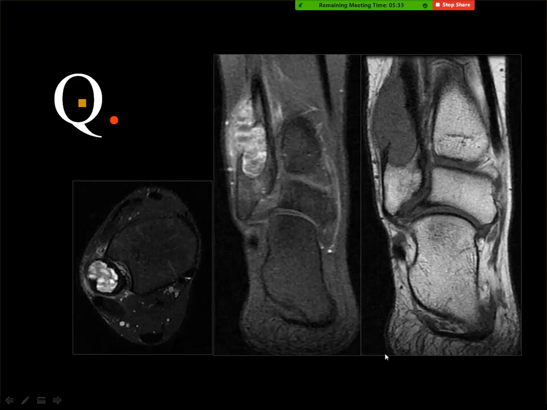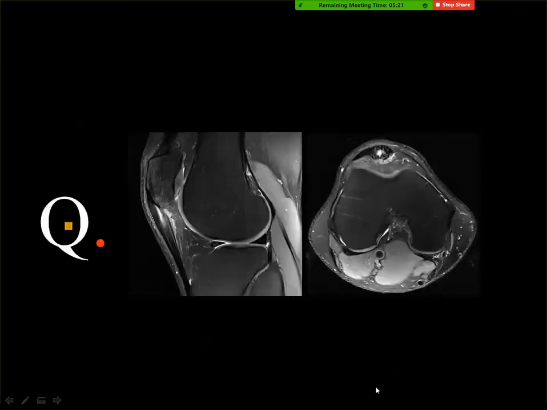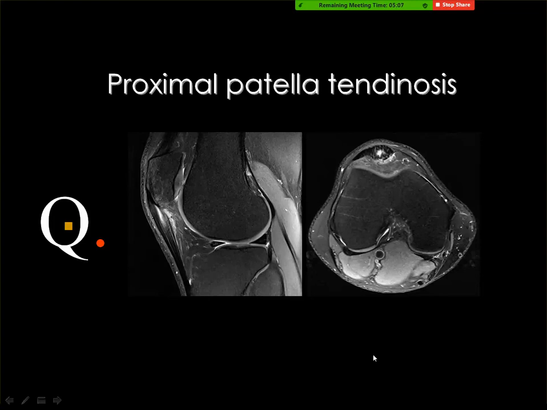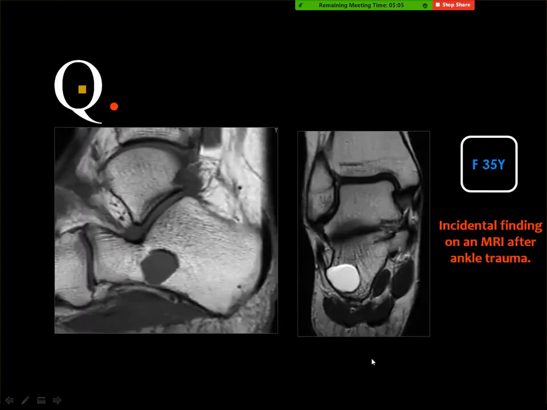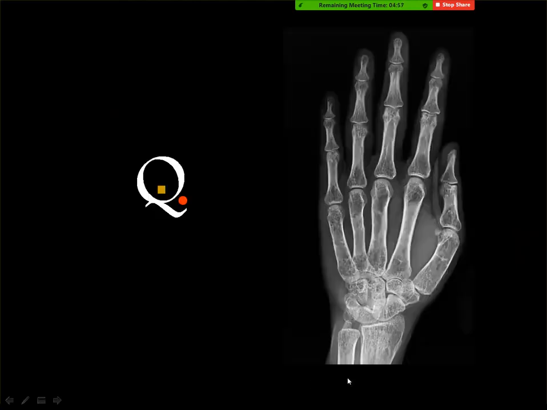Then this is once more a lesion in the fibula, which is a classic aneurysmal bone cyst with multiple fluid levels. And here is an MRI of the knee with a lesion in the infrapatellar tendon. Patellar tendinitis. Very good. And this is a lesion in the calcaneus. It's a simple bone cyst. Yes, simple bone cyst. Very good.